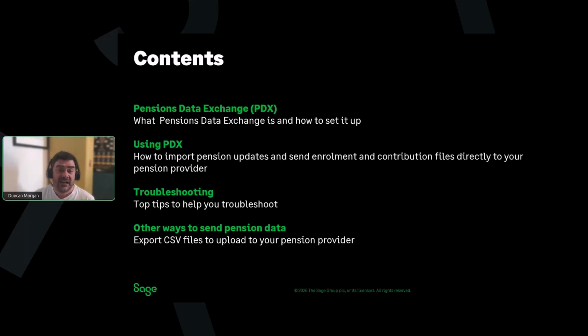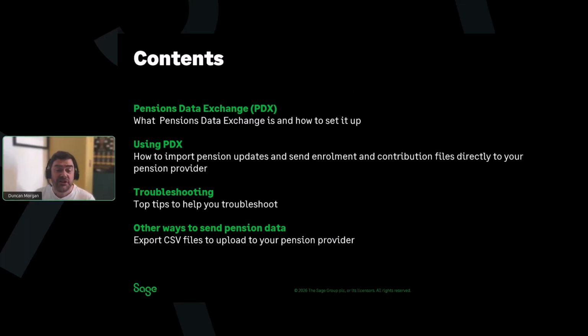Once we've covered PDX, we'll run through some top troubleshooting tips for those of you using that, and then we'll move on to other ways to export and send pension data. And we'll demonstrate how to export CSV files by using custom reports that you'll be able to download from our help center. And then at the end of the webinar, we'll cover the further support that's available. We'll talk more about the Pensions Discovery digital badge, and you should hopefully have a final opportunity to ask any of your questions.